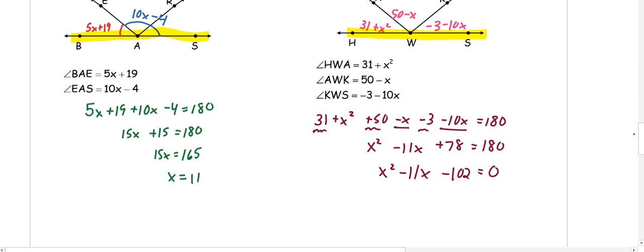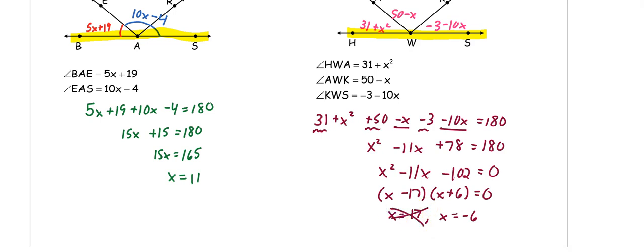So I need two numbers that multiply to negative 102 and add to negative 11. So I get x minus 17 and x plus 6 equals 0. So when I solve, I have to flip my sign, so x is 17 and x is negative 6. When I go to put negative 6 into both of my angles, 50 minus negative 6 is a positive. Negative 3 minus 10 times negative 6 is also a positive. So x equals negative 6 is actually the solution. While if I put 17 in, I would get a negative angle measure here, and I can't have negative angle measures. So x would not be equal to 17 in this situation.